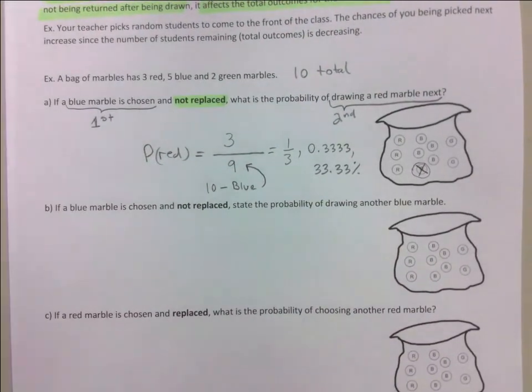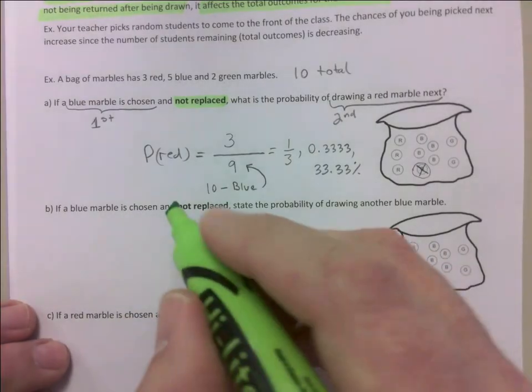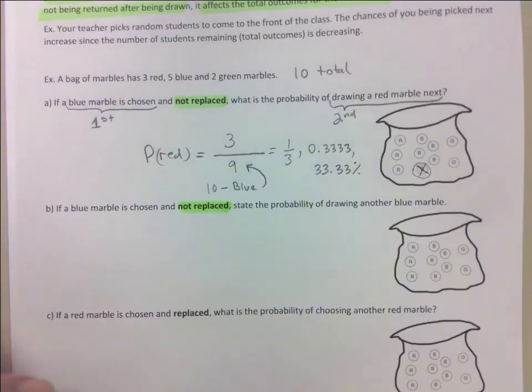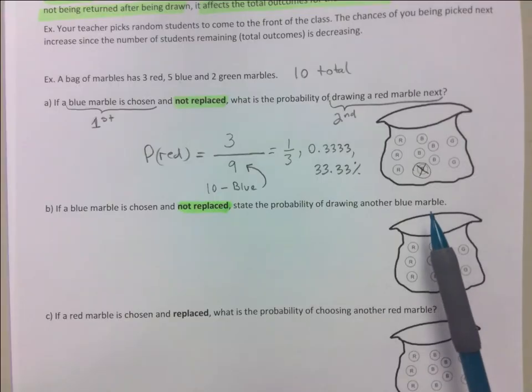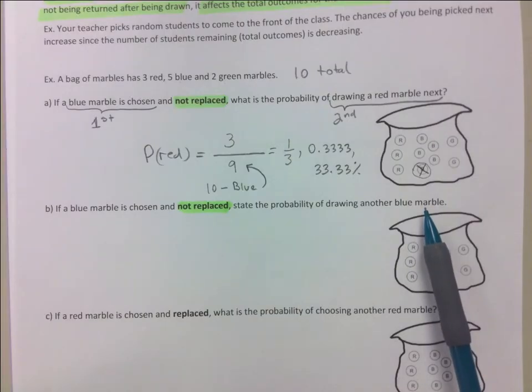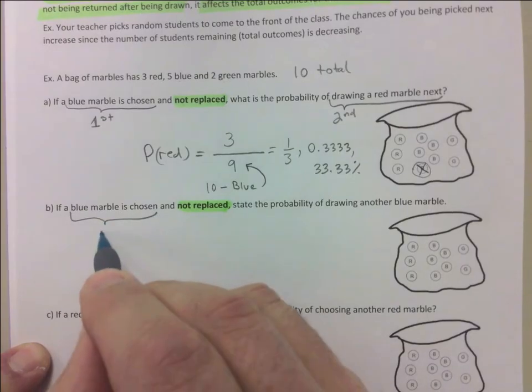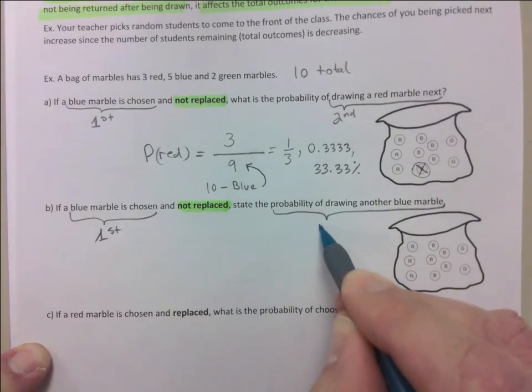Basically, guys, the total is always going to be affected. If you're not replacing, the total is always going to be affected, always. Okay, so if a blue marble is chosen and not replaced, what is the probability of drawing another blue marble, another blue one? So blue has been taken. You want the probability of drawing another blue one. So this is first, and this is second.